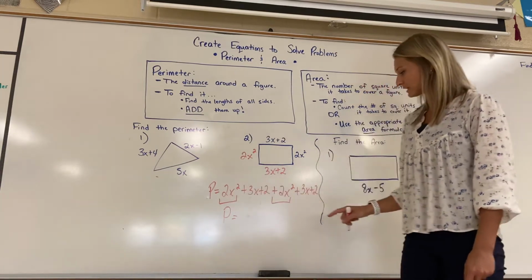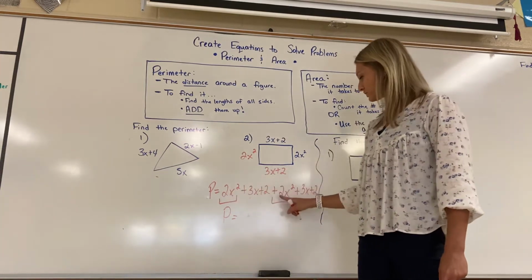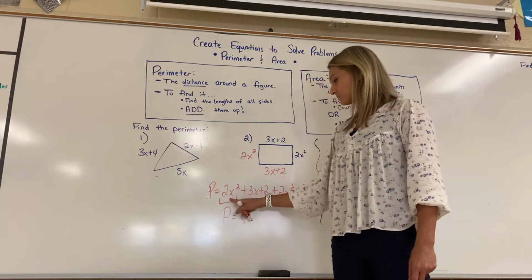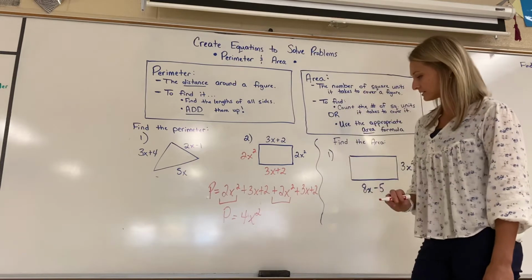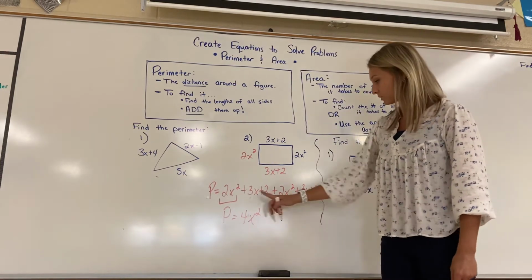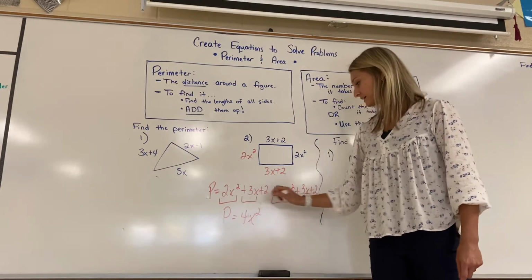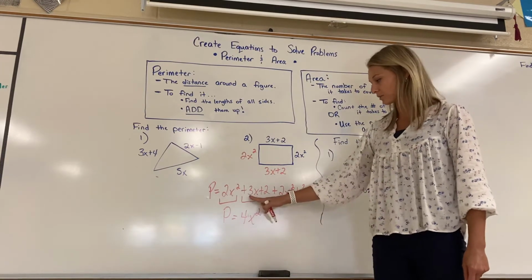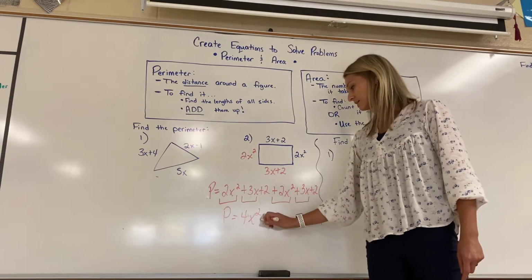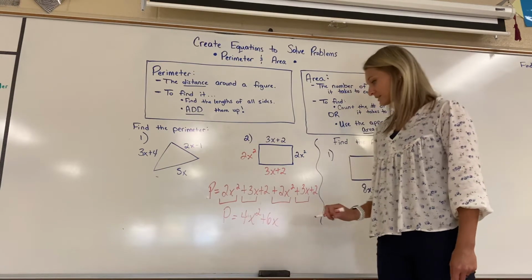So when I put those together, we've got 2 plus 2, which is 4. And then remember, when you combine like terms, the last name stays the way it is. And then we've got a 3x, and then we have a 3x right here. So those are like terms. So we got 3x plus 3x, which would be 6x.